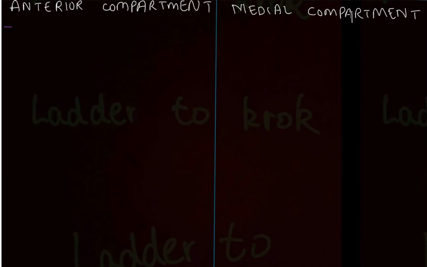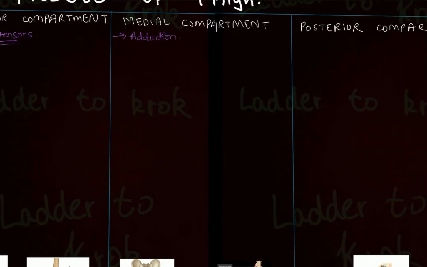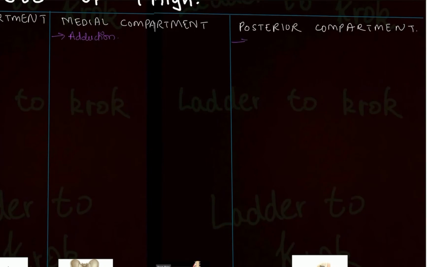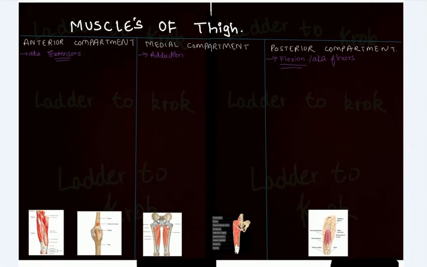Anterior compartment, write down, it's also known as extensors, because they will carry out the function of extension. Medial compartment, they do the function of adduction. So what is their function? They are the adductors. And posterior compartment does the function of flexion, so they are also known as flexors. Posterior compartment is also known as flexor compartment.